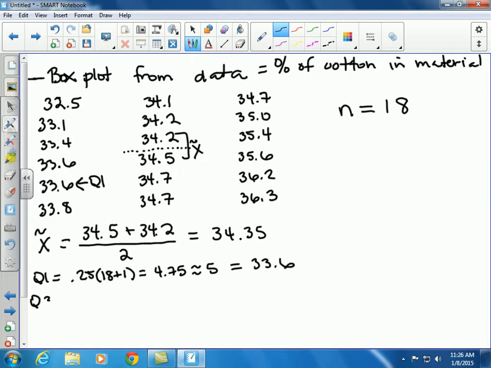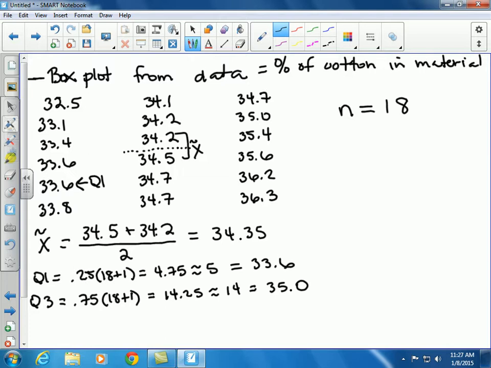If we go here to the third quartile, we do that by doing 0.75 times 18 plus 1, and that happens to be 0.75 times 19, which is 14.25, which rounds to the 14th position. So find the 14th data spot. And it happens to be 35.0.